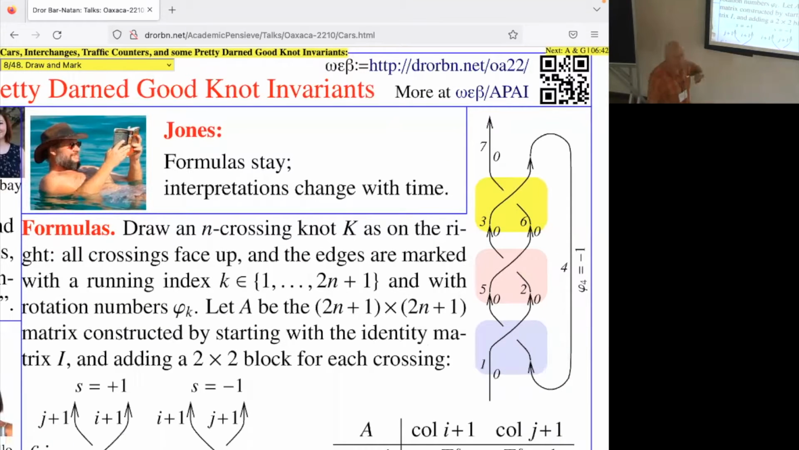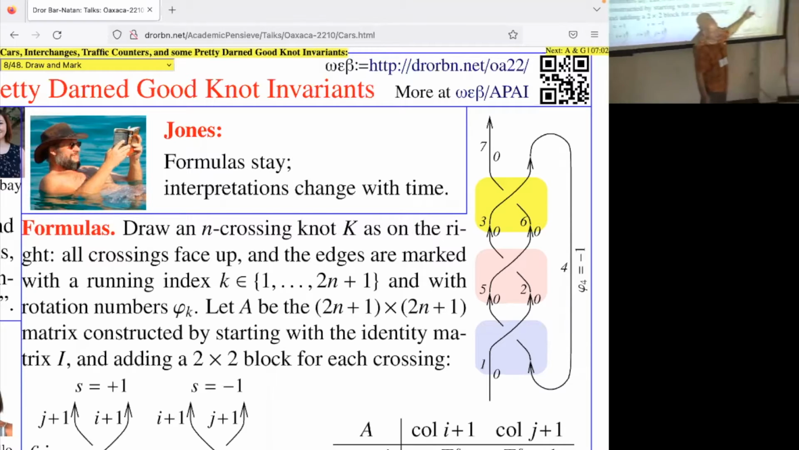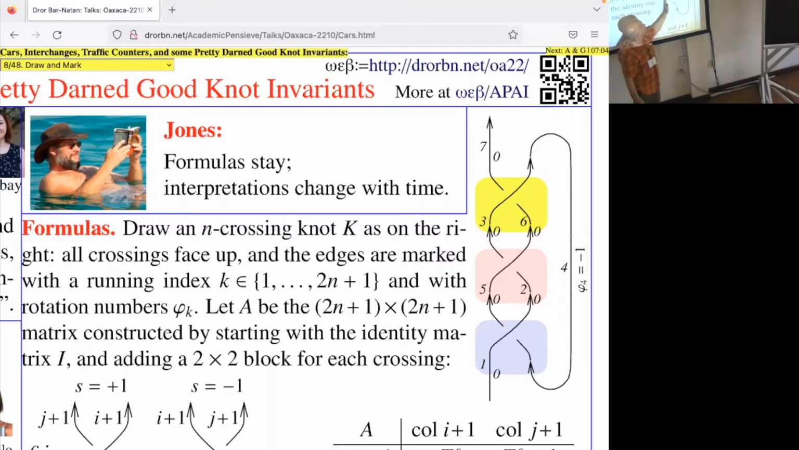No interpretation, no intuition. Here is how you compute the invariant. So you draw an n crossing knot as on the right. First of all, you draw it as a long knot, starting from the bottom, ending at the top. You put all the crossings such that both strands are pointing up at the crossings. And of course, you can do it by just rotating around the crossings.